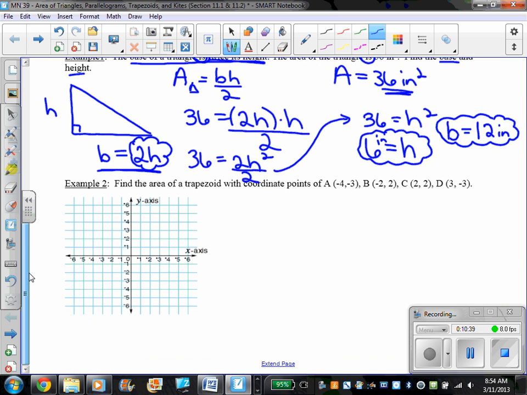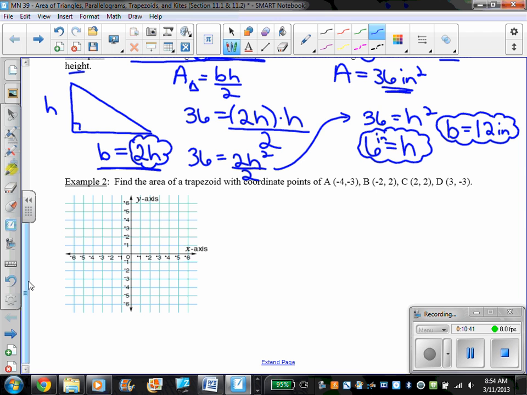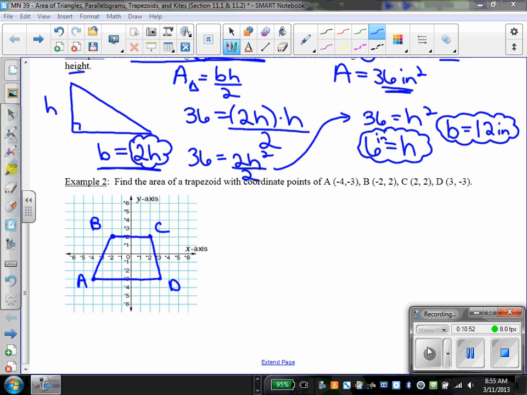Now the problem down here says find the area of the trapezoid with coordinate points A, B, C, and D given. You're going to need to graph those, and I'm going to pause the video so you can do that. Okay, here's my trapezoid all written out here, and it says find the area of this trapezoid.